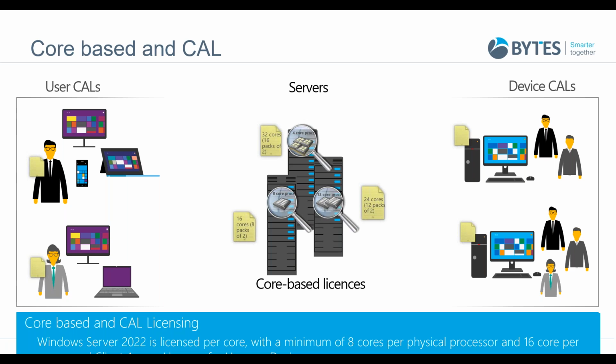All Windows Server licensing is core-based, and CALs are always required, and we will always reiterate that just from a compliance point of view. But always just keep note of the minimum of 8 cores per physical processor and 16 cores per server.